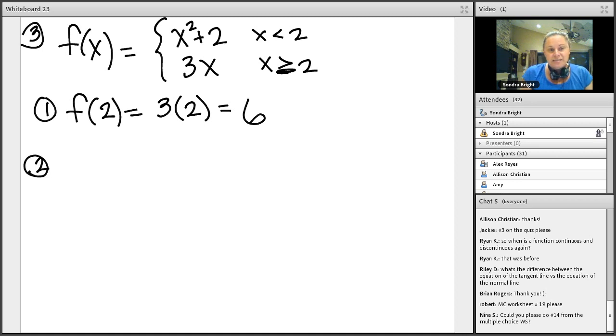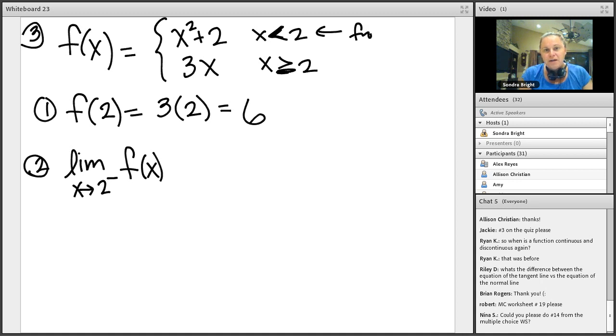Part 2 is that the limit exists. And so for the limit to exist, you need to check the limit as x approaches 2 from the left of f of x. Okay, so from the left, here's x is less than 2. That's from the left, because it's all the x values left of 2. That means it would equal 2 squared plus 2, which is 4 plus 2, which is 6. So the limit as x approaches 2 from the left is 6.